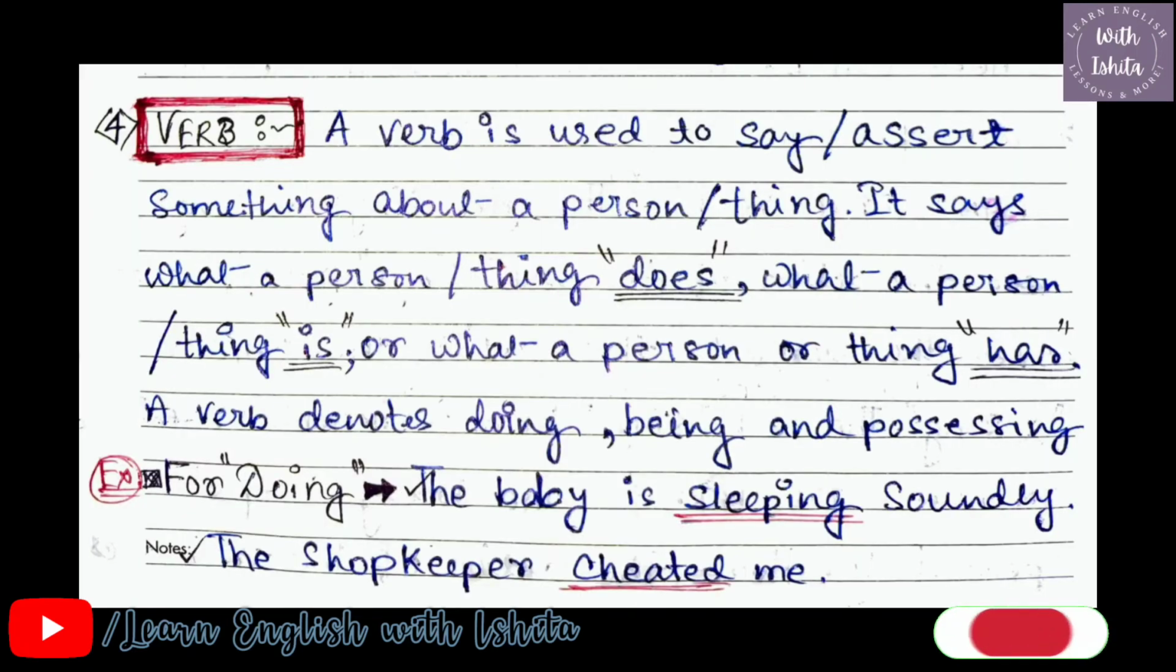Now moving to the next part, verb. A verb is used to say or assert something about a person or a thing. It says what a person or thing does, what a person or thing is, or what a person or thing has. A verb denotes doing, being, and possessing of something. Let's see the examples for doing verbs. The baby is sleeping soundly. The shopkeeper cheated me. In these sentences, sleeping and cheated are examples of doing verbs.